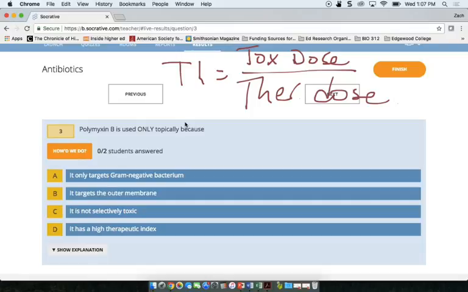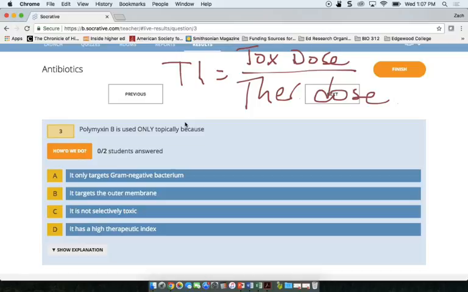Okay. What we are looking for are large therapeutic indices, meaning a high toxic dose, it takes a lot of it to cause illness, and a low therapeutic dose, it doesn't take a lot to cure the infection. So we're looking for large values there. Remember also that one of the things we said was that the toxic dose is inversely correlated to how toxic we consider it to be.